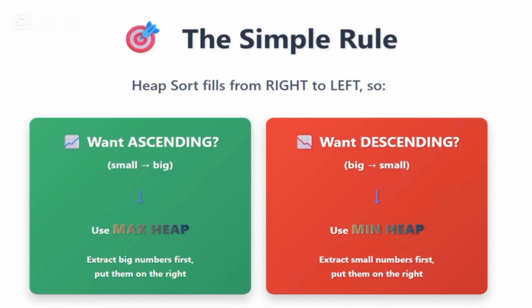The simple rule is that heap sort always sorts elements from right to left in the array. If we want the data in ascending order, we use max heap. The largest element goes to the end and the process repeats. If we want descending order, we use min heap. The smallest element is moved to the end each time. This rule helps us choose the correct type of heap depending on how we want to sort the assignments.